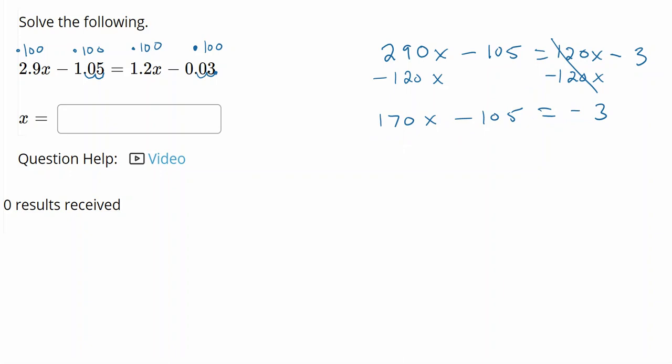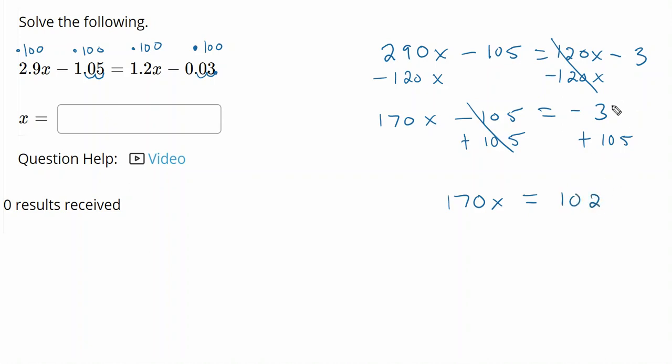Now we've done questions like this, so this isn't too bad. What we're going to do is add 105 to both sides. Those cancel. So the next step down, we have 170x is equal to negative 3 plus 105. This would probably be a little easier to think of as 105 minus 3, which is the same number. So that would just be 102.